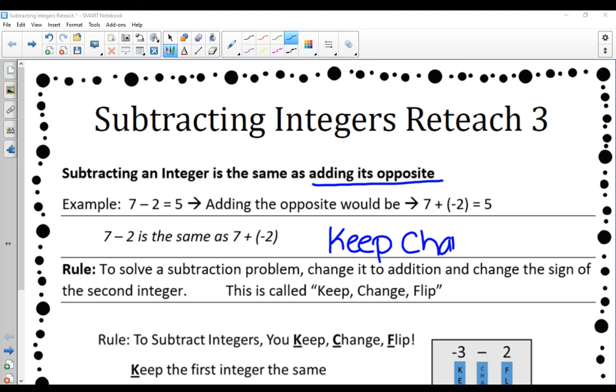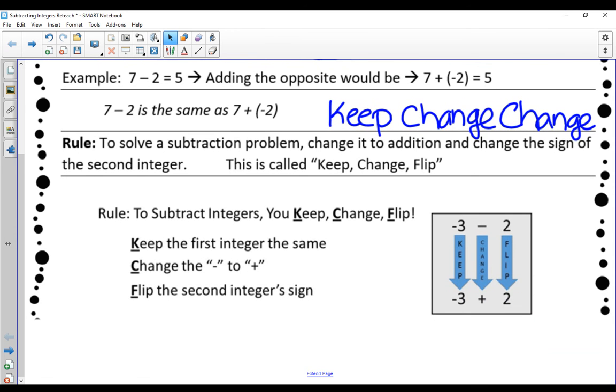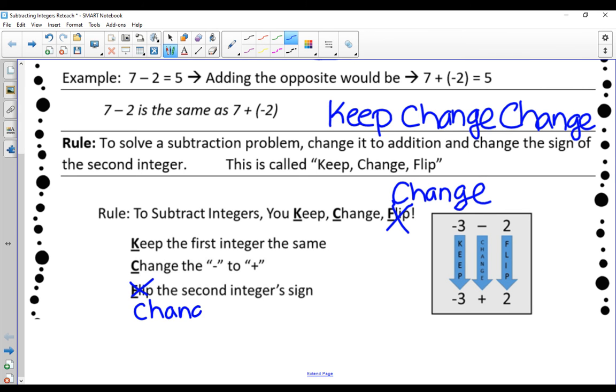Keep, change, change, okay? So when it's saying that 7 minus 2 equals 5, it's basically saying that it's the same as 7 plus a negative 2, okay? Subtracting is really just adding the opposite, okay? So when we're looking down here, where it says keep, change, flip, it's really going to be keep, change, change. So you can cross out the flip, make it change. Same over here. This flip can be change.